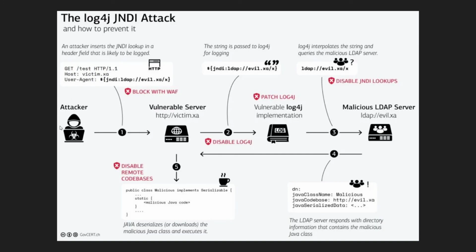So essentially, the attacker sets up their malicious LDAP server, and then they send the JNDI request to the vulnerable server. The vulnerable server passes it to the Log4j utility, which makes the request off to the LDAP server. The LDAP server redirects it to the malicious class, which gets downloaded and then executed on the vulnerable server.